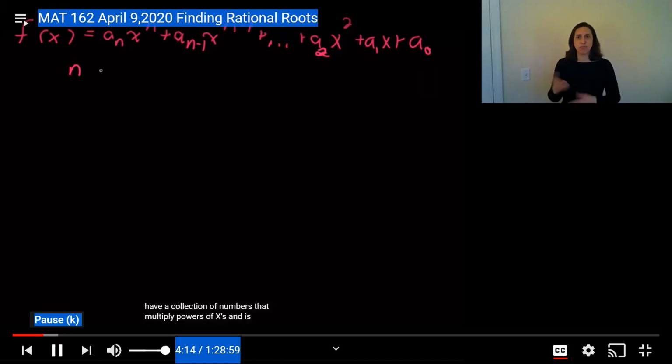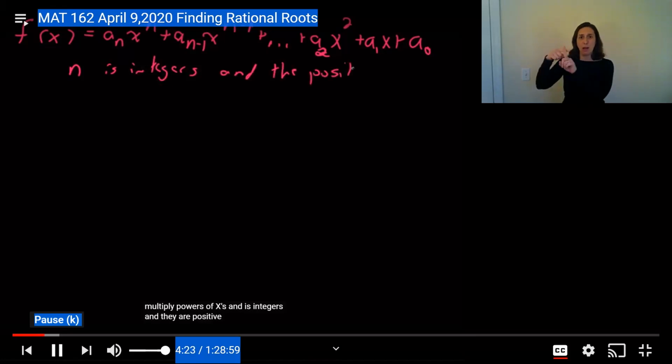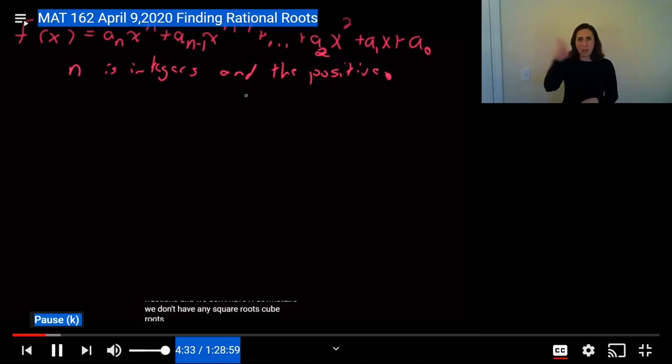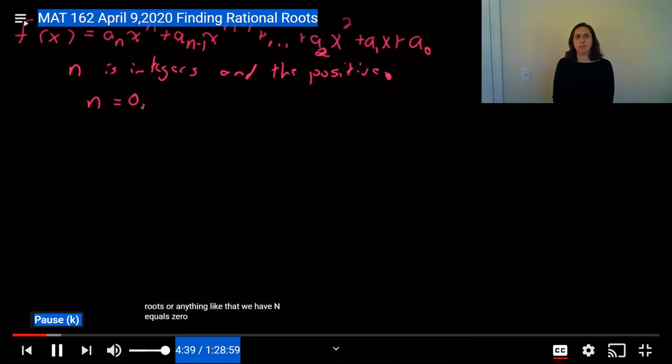The exponents n are integers, and they are positive. So we have no fractions, and we don't have x downstairs. We don't have any square roots, cube roots, or anything like that. We have n equals 0, 1, 2, 3, and so on. And these make up our polynomials.